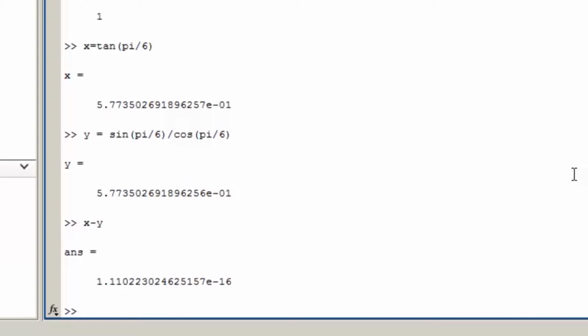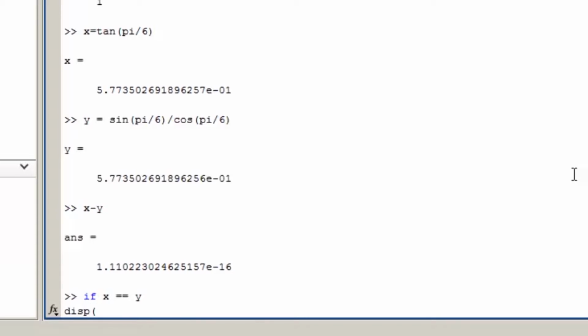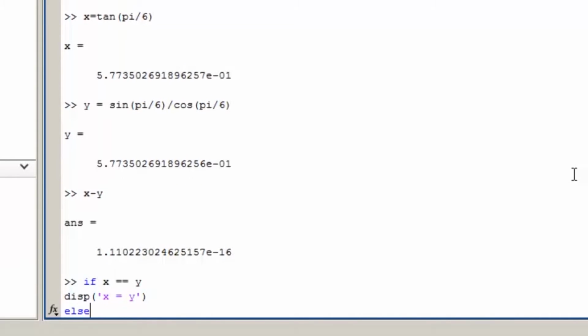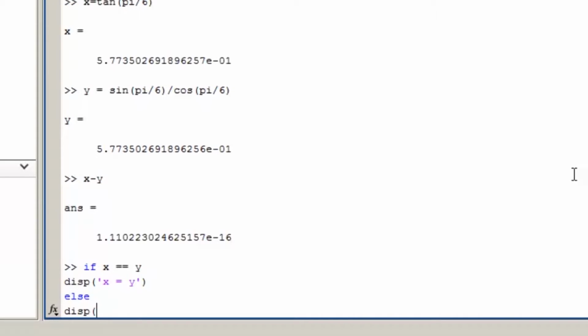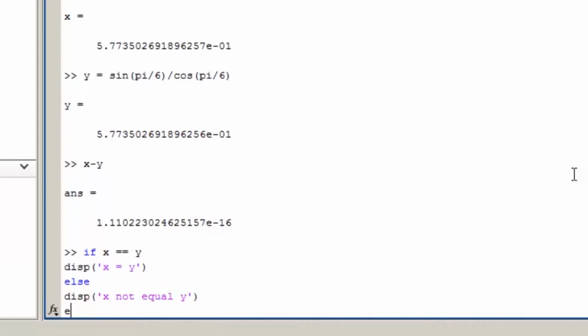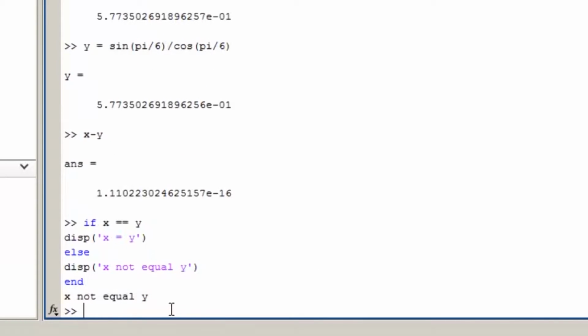Let's use these values to make a decision in an if construction. So, if x is equal to y, I'll display x equals y. If it's not, I'll display x not equal to y. And end. MATLAB recognizes the two numbers as not being exactly equal. In general, checking for equality between two floating point numbers, particularly numbers that are the result of a calculation, is a bad thing to do.